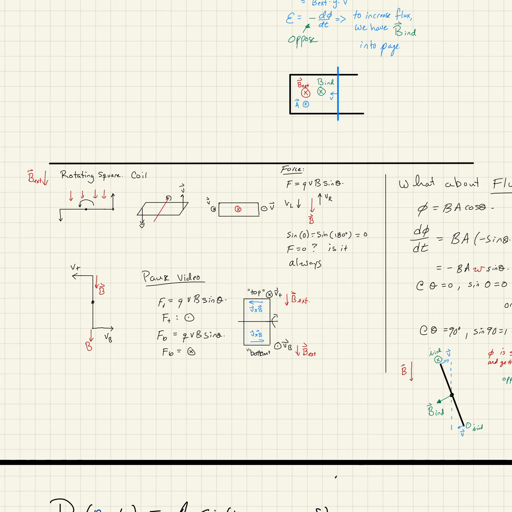So now what I want to think about is this coil starts here, and now it's rotated to here, and now it's rotated all the way to the top. And that's what this side view is showing. So the external B field is still pointing downward. Our coil is oriented straight up and down. And at this point, this part here is moving to the left, and this part here on the bottom is moving to the right.